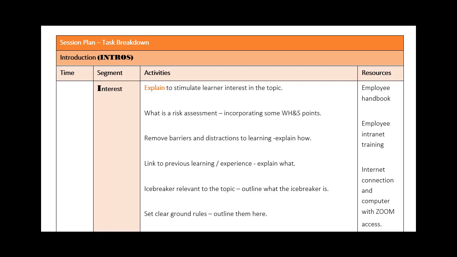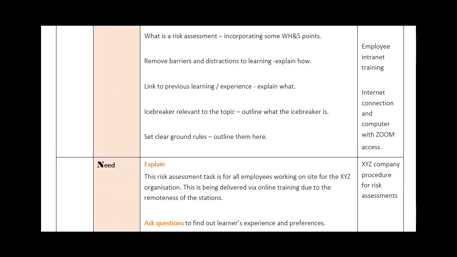Think about what kind of barriers or distractions there might be and explain how you're going to remove them. How you're going to link the learning to previous experience. And this is where having that conversation with them earlier to find out what their needs are and what their level of knowledge on the topic is becomes important. Do we have an icebreaker? Are we going to set some clear ground rules and outline what those clear ground rules are here?